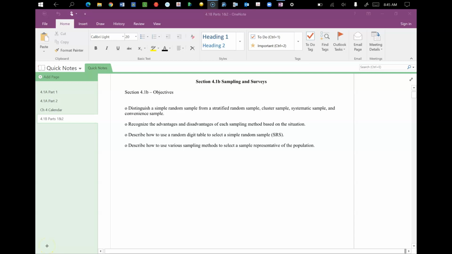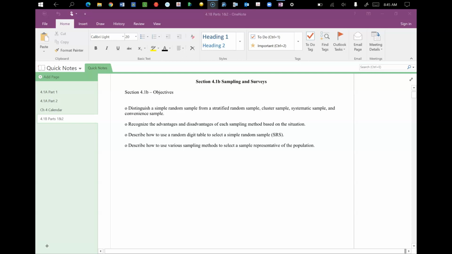Welcome back, everyone. We are going to continue on with activity 4.1b. What I'd like to do first is go through the objectives and make sure that we know what they are and how well we've done achieving those objectives so far.